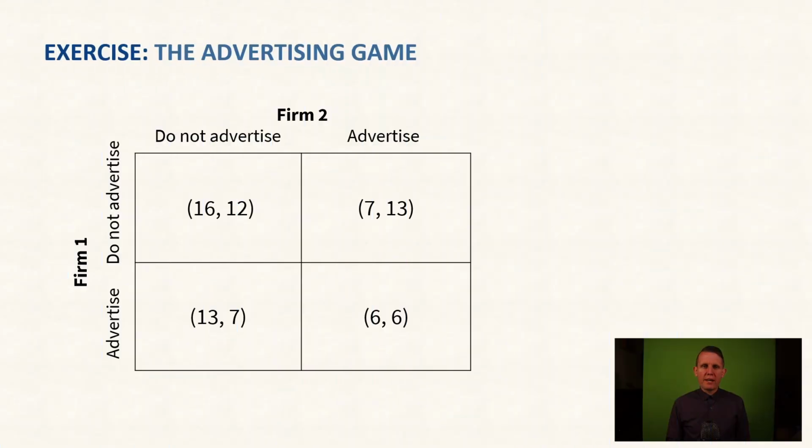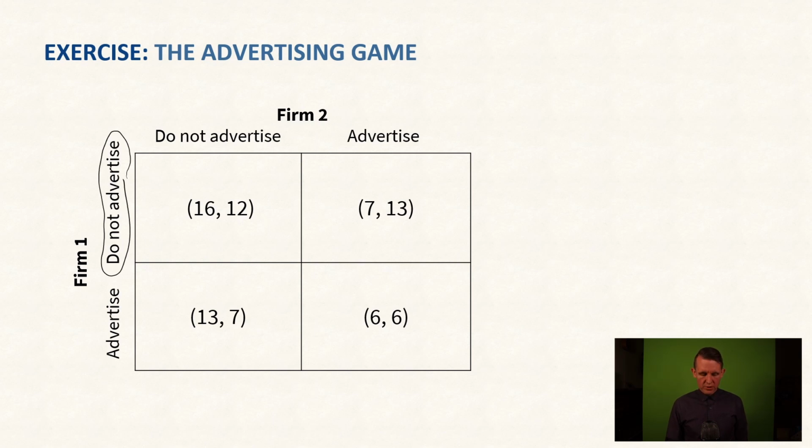So how did you go? Did you solve the game? Well, let's have a look at the answer. For firm 1, there's clearly a dominant strategy. If firm 2 chooses not to advertise, then clearly firm 1 should not advertise because it gets a higher revenue, a payoff of 16 instead of 13. Similarly, if firm 2 chooses to advertise, firm 1's payoff for not advertising is 7 versus 6. So this is a dominant strategy for firm 1.